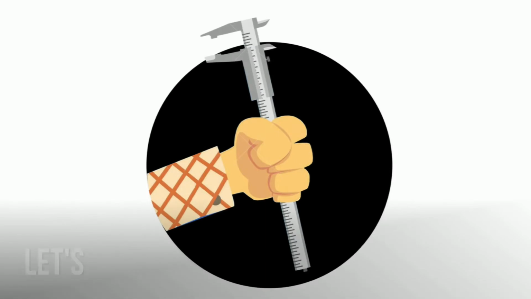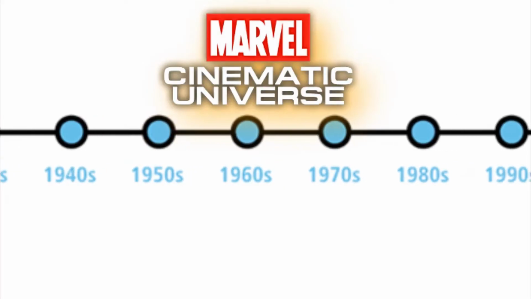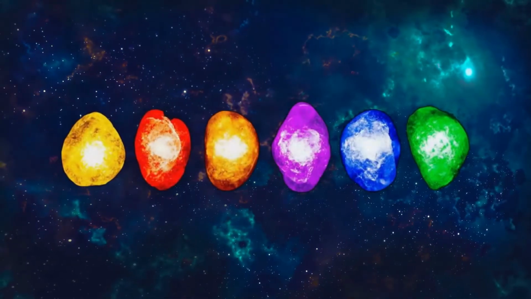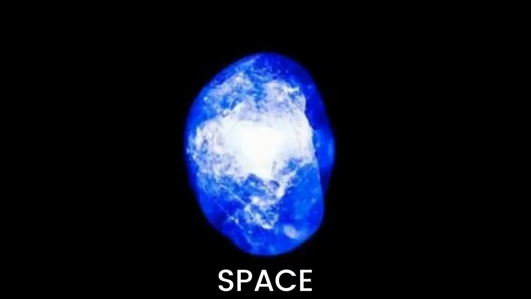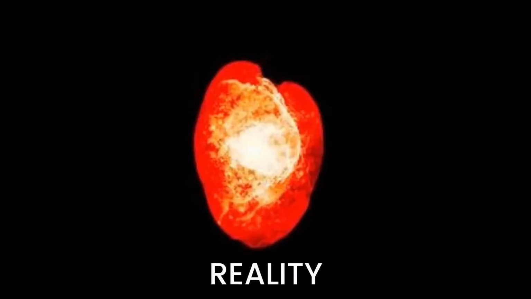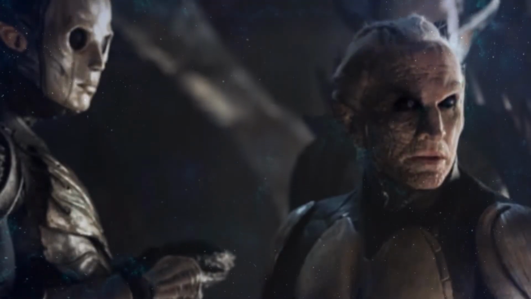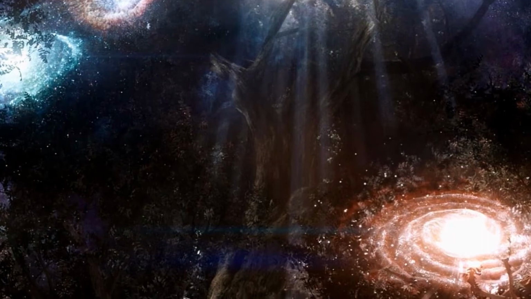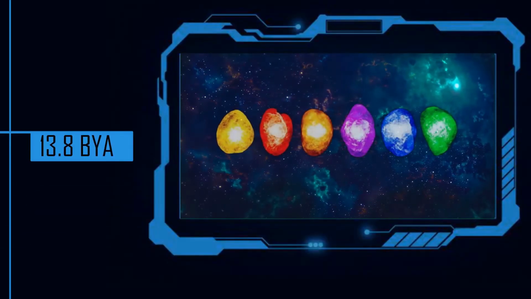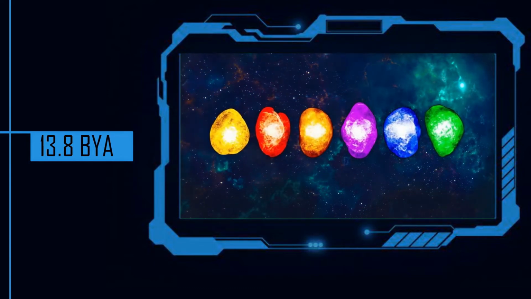And let's take a look at the timeline of all major events that have taken place so far in the Marvel Cinematic Universe. Before the universe began, 6 singularities existed: space, mind, reality, power, time, and soul. Dark elves arose from the darkness before traveling to the 9 realms to rule over all of Svartalfheim, the Dark World. After the universe began, 13.8 billion years ago, creation of Infinity Stones.